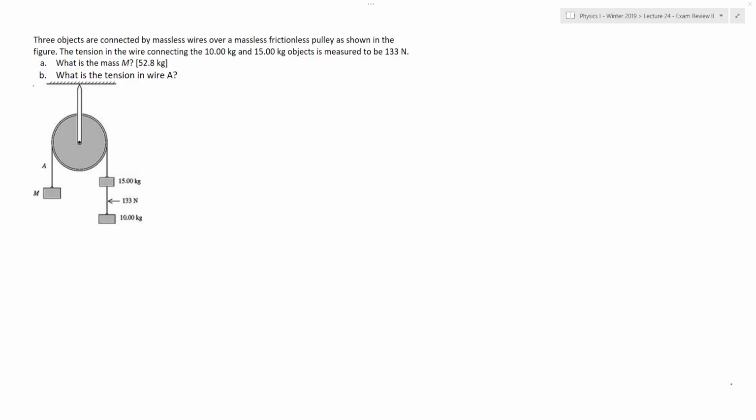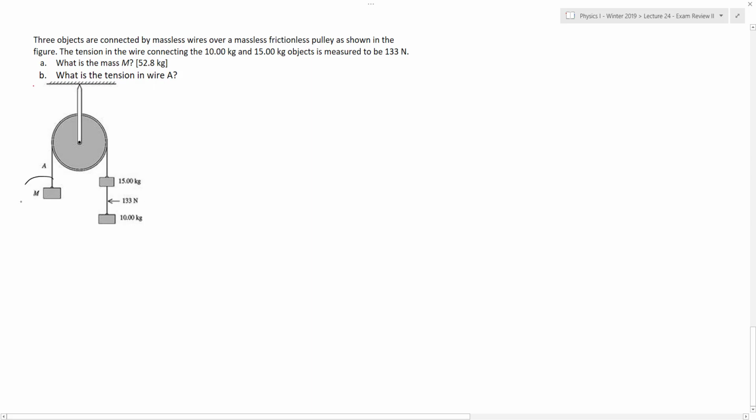Three objects are connected by massless wires over a massless, frictionless pulley as shown in the figure. The tension in the wire connecting the 10 kilogram and the 15 kilogram objects is measured to be 133 newtons. Okay, so that's this tension right here that you can see. It's pointed to. 133 newtons is that tension. What is the mass of M?